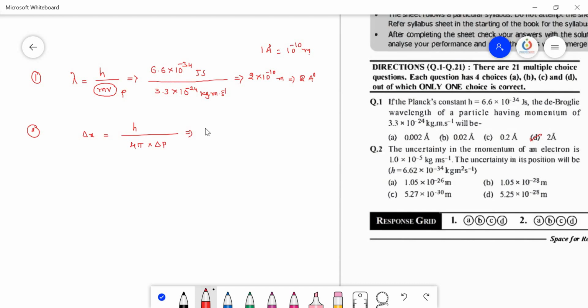So let's substitute the remaining information given in the question. h value is given as 6.63 into 10 power minus 34 joule seconds, and this is 4, pi value is 3.14, and delta p, the uncertainty in momentum, is given as 10 power minus 5. So by solving this, we shall get 5.27 into 10 power minus 30 meters. So option C is correct.